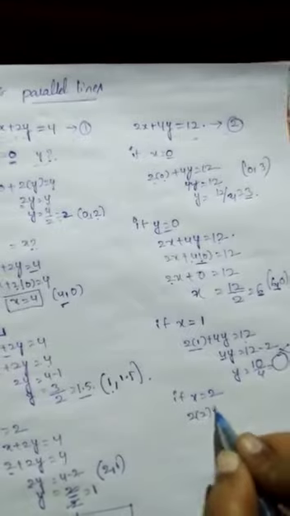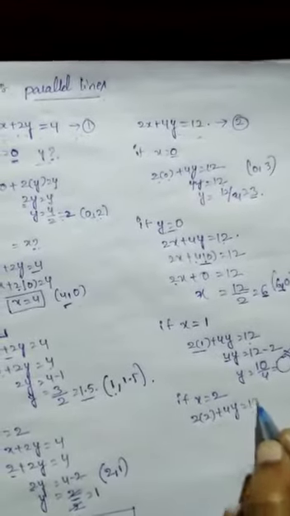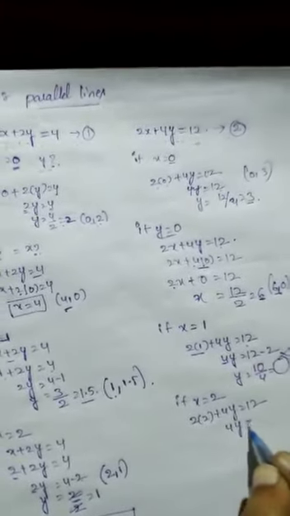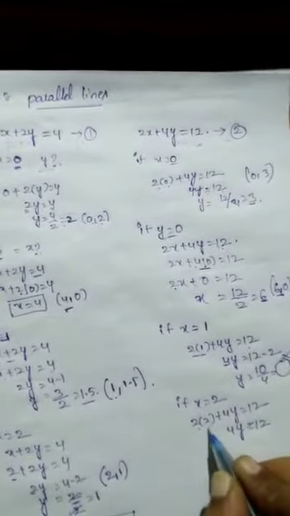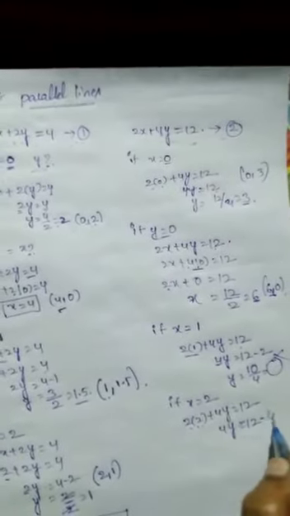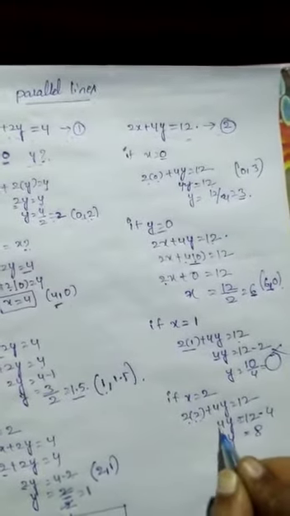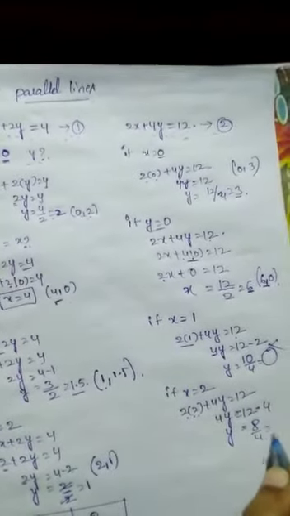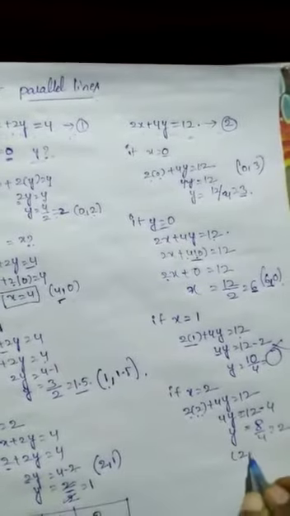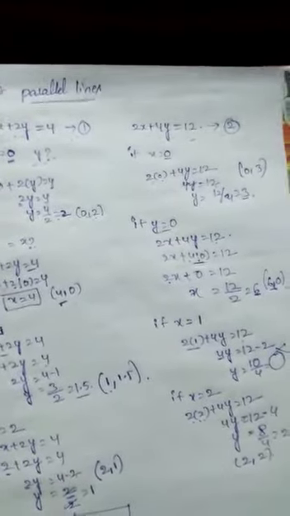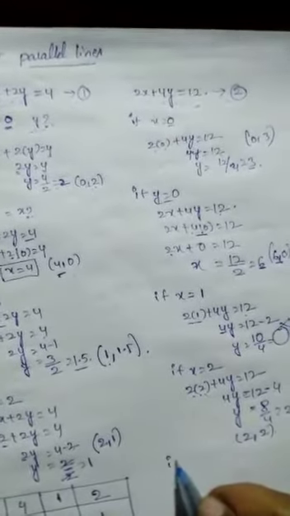Next, if x equal to 2: 2 into 2 plus 4y equal to 12. 4y equal to 12 minus 4, since 2 into 2 is 4. 12 minus 4 is 8. y equal to 8 by 4, which is equal to 2. Here the point is (2, 2).